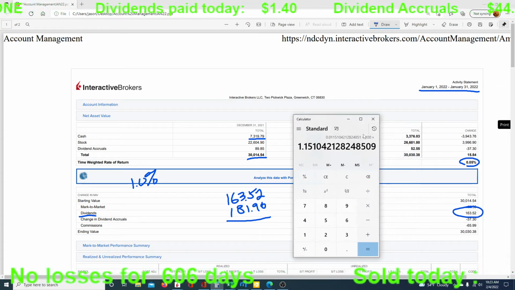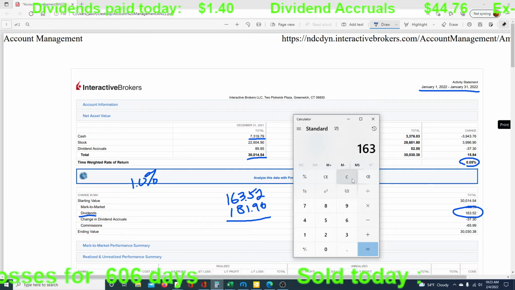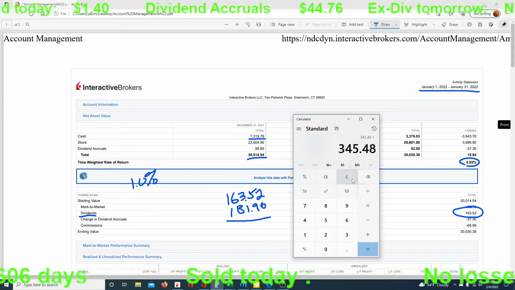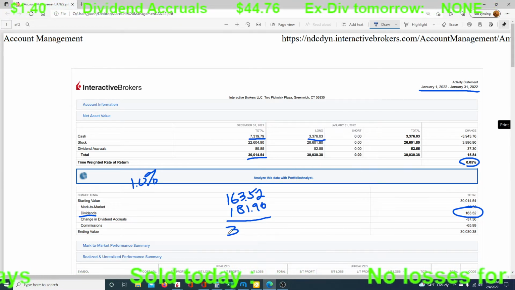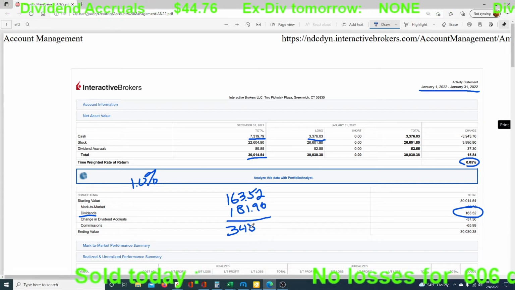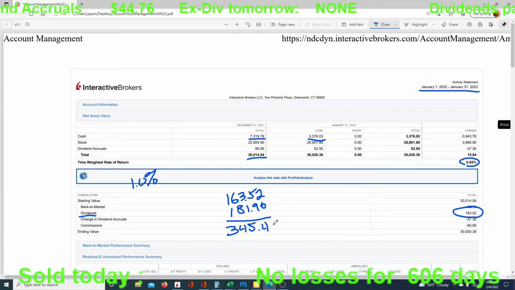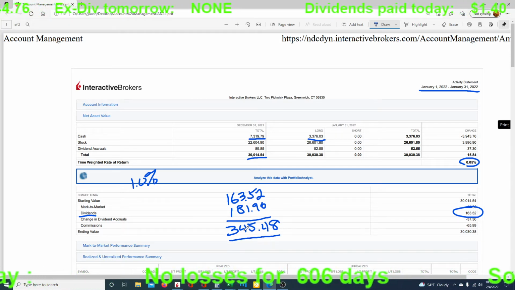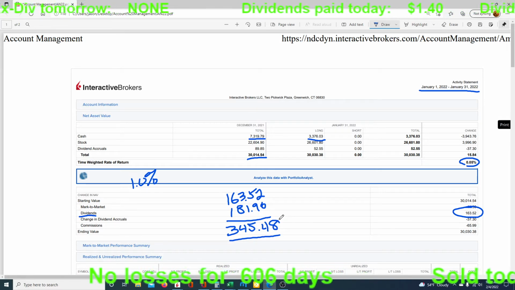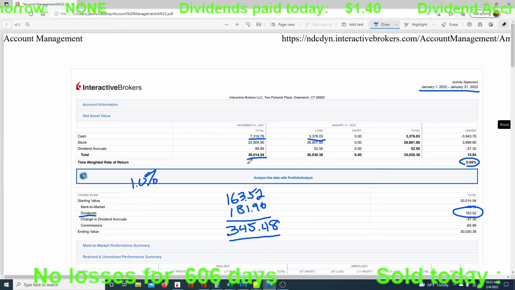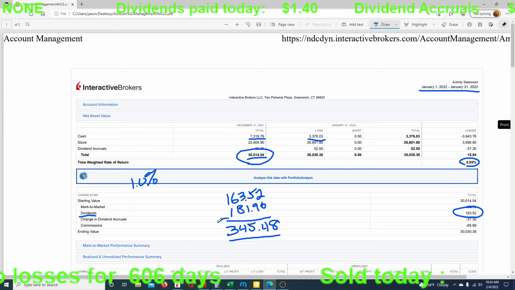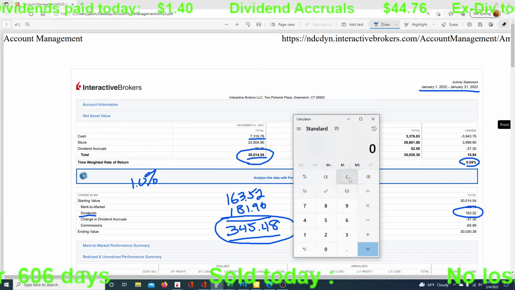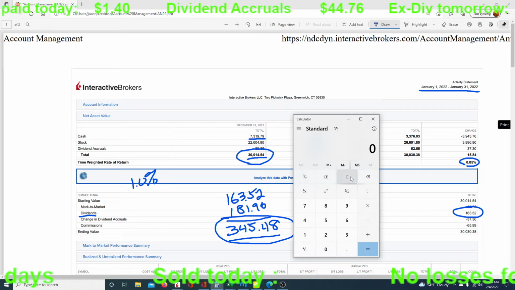Get our calculator out here. So 163.52 plus 181.96. Okay, come up with 345.48. Okay, so that's the combination of profits from trades and profits from dividends. So now what you do is you take, like every time before, we take this number here, right, and divide it into your profit. This is going to give you your percentage profit per month, approximately.